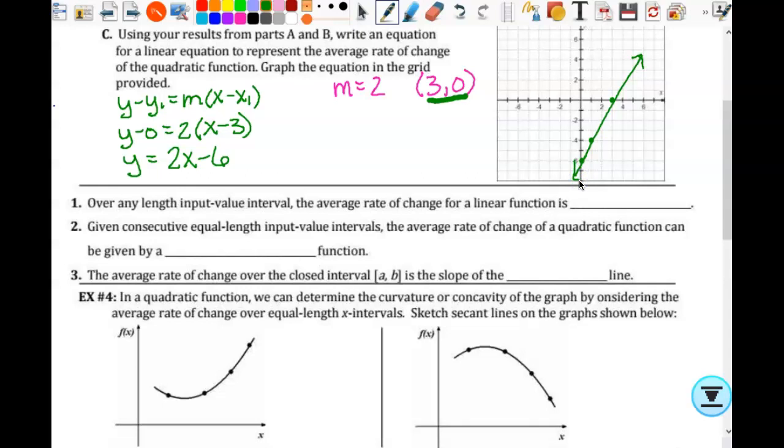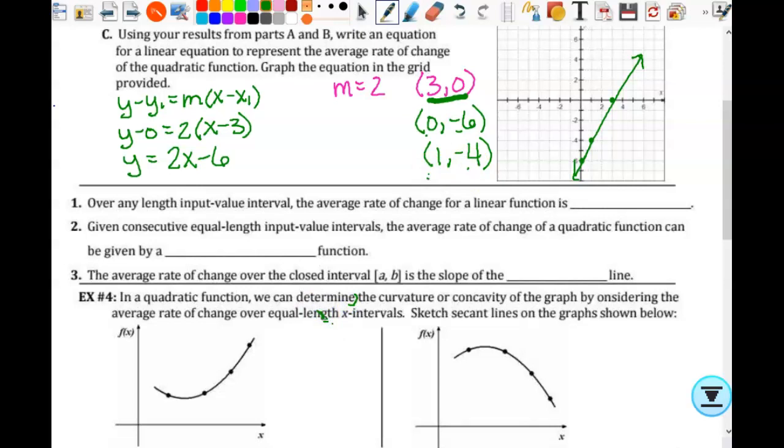So let's talk about what this means. We have that 3, 0. Let's look at these other ordered pairs we actually plotted. We plotted 0, -6, and we plotted 1, -4. That tells me for my parabola, when x is 0, my average rate of change is -6. When x is 1, my average rate of change is -4.